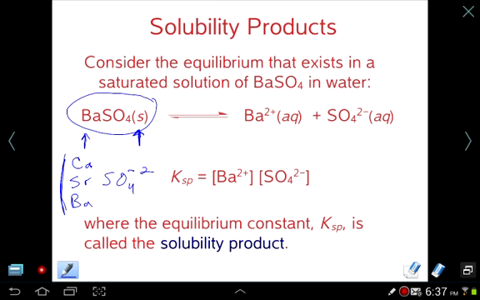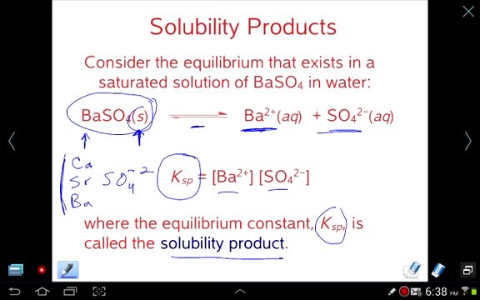And now we can express this with an equilibrium system. And then they will dissolve into barium 2+ and sulfate 2-. If we set up the constant for this, we will see that K will equal just the products because our solid does not go into equilibrium expressions. So we end up multiplying the two products. And this is why this is called the solubility product.